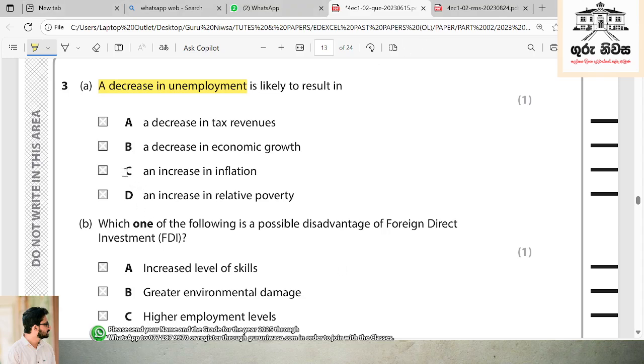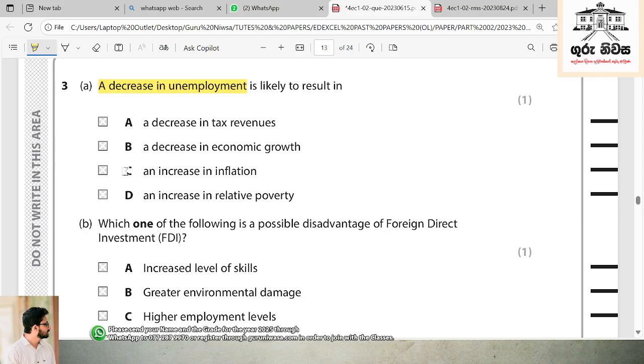The answer is C, an increase in inflation, because the reason is, inflation means a continuous increase in the general price level. There are two reasons affecting inflation. What are the reasons? Number one, demand pull inflation. What is the other one? Cost push inflation.